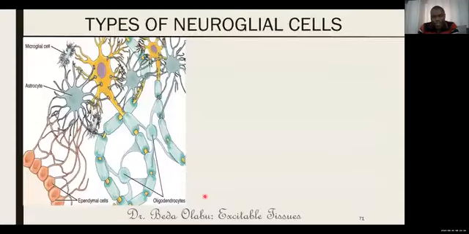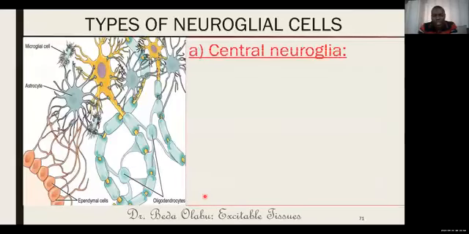I want us to then talk about the neuroglial cells first. We classify neuroglial cells based on where they are found. They can either be within the central nervous system or within the peripheral nervous system. The ones within the central nervous system are therefore simply called the central neuroglial cells. It means they're found within the central nervous system. And if we talk of central nervous system, what do we really mean?